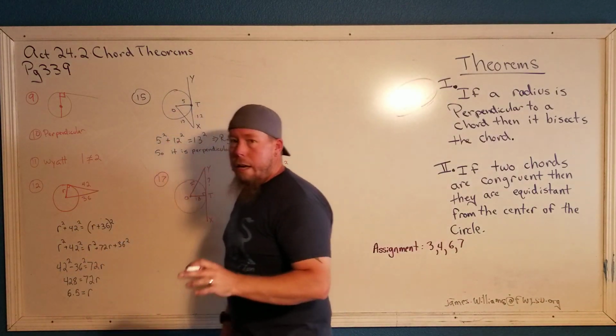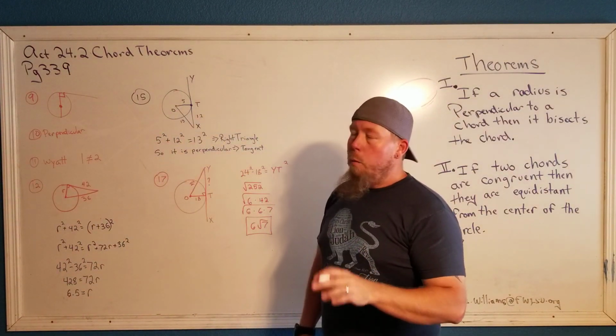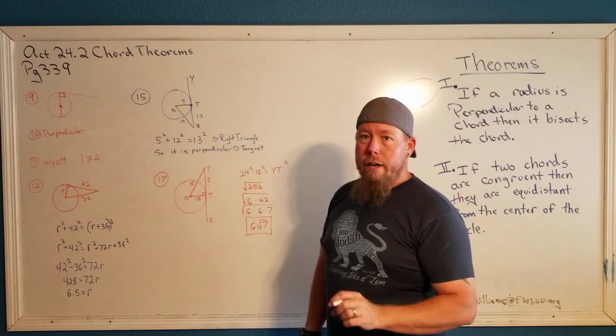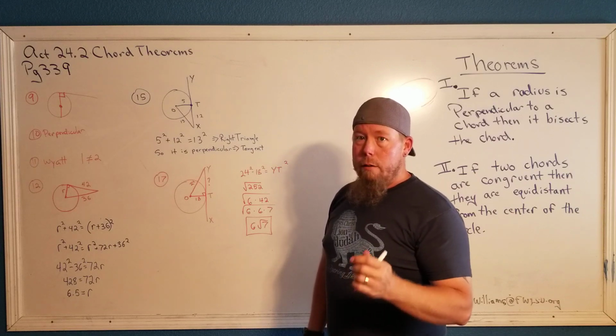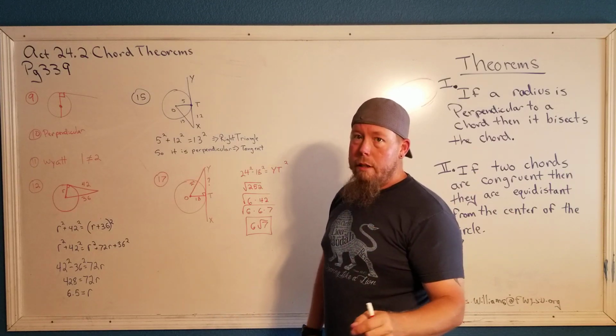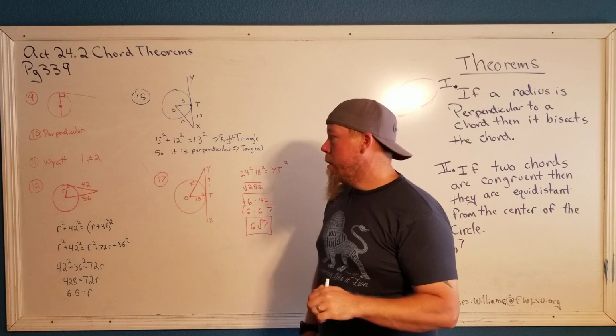Number 11, they're kind of asking you to compare two people's reasoning. Wyatt is the one whose reasoning is correct there, because he said that a chord can't be tangent, and that's true. Tangent only touches the circle once, chord touches twice. So 1 can't equal 2, so Wyatt is correct there.